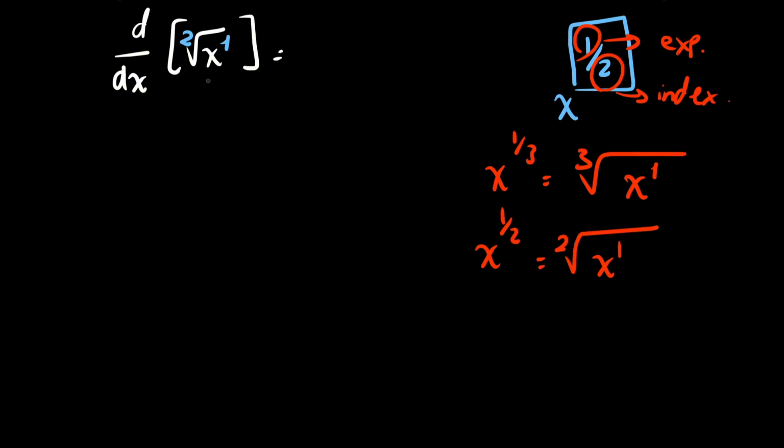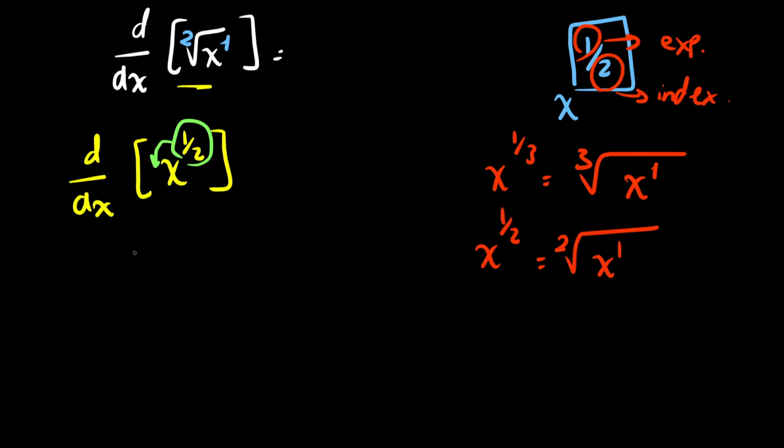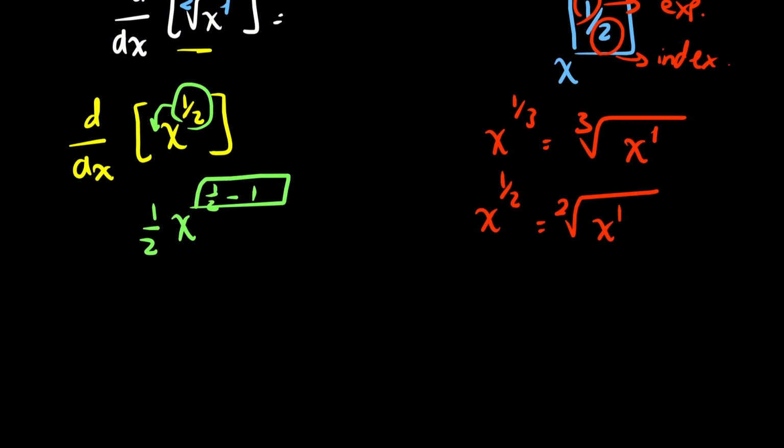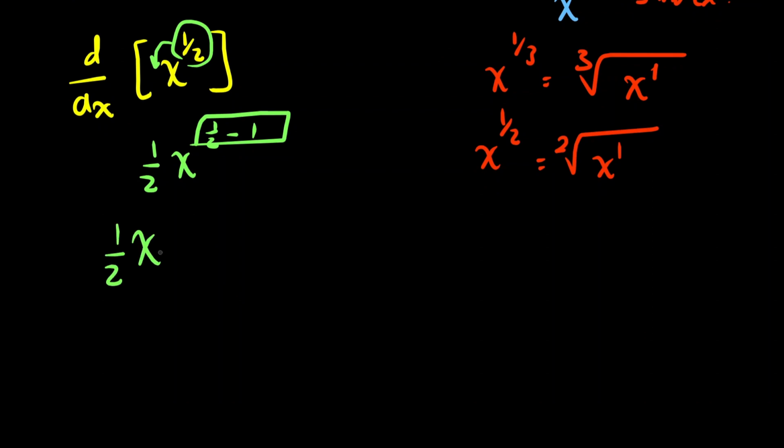So we just need to rewrite this. So it's going to be the derivative of x to the power half. And you are just going to repeat the same process. Grab this power beside the x, so it's going to be half x raised to the power of half minus 1. It's going to be half x to the power of negative half. And you have to note that this is equivalent to saying x to the power of negative half over 2.